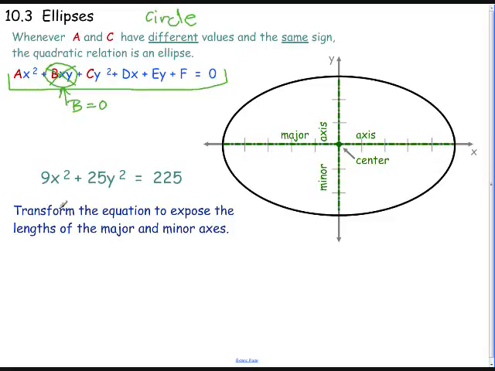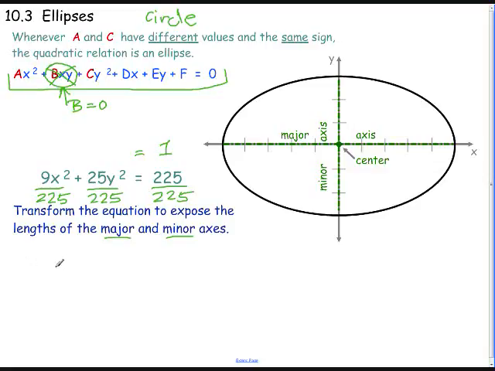So let's take a look at this one, and we're going to transform this equation so that we can see what the lengths of the major and minor axes are. You're going to find this so helpful. The way we do this is we're going to force this equation to equal 1. We want an equivalent equation. How could we do that? Well, we'll have to divide all terms, remember? What you do to one side, you have to do to the other side. And if you've got more than one term and you're dividing, you've got to divide all those terms.